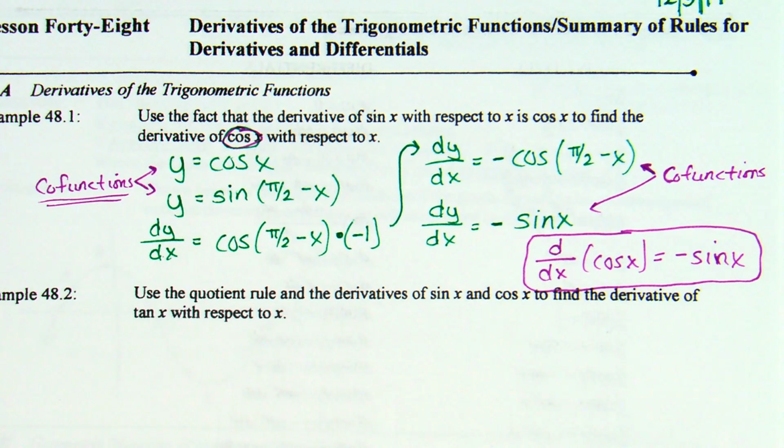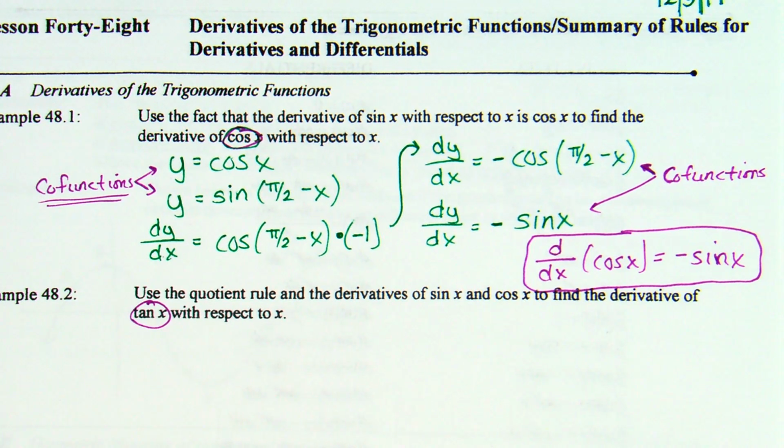Okay, so this is one we don't know the derivative of. Use the quotient rule and the derivatives of sine and cosine to find the derivative of tangent x. And after today, it just needs to go into that memory bank. It needs to be memorized. It's not one you're going to want to have to work out every time.